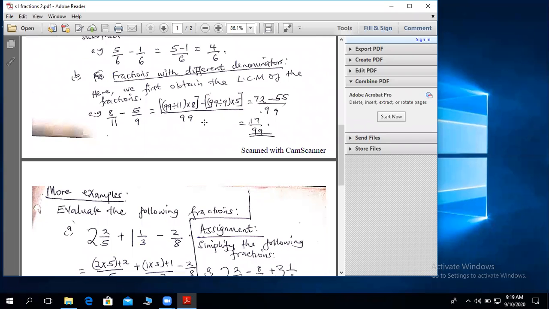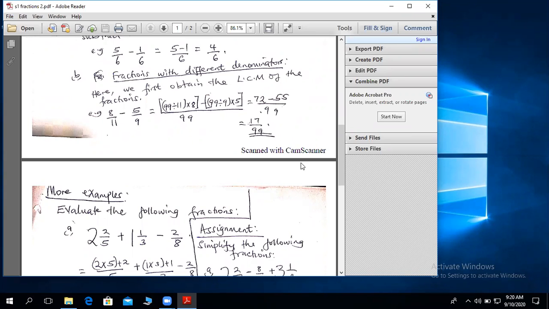Let's do that. 99 divided by 11, the answer is 9. And then when we multiply 9 by 8, we are going to have 72. Then 99 divided by 9, the answer is 11, times 5. We are going to have 55. And when we subtract, our answer is 17 out of 99.